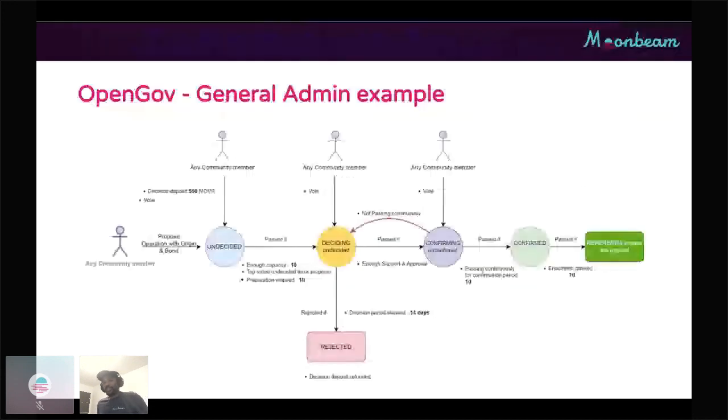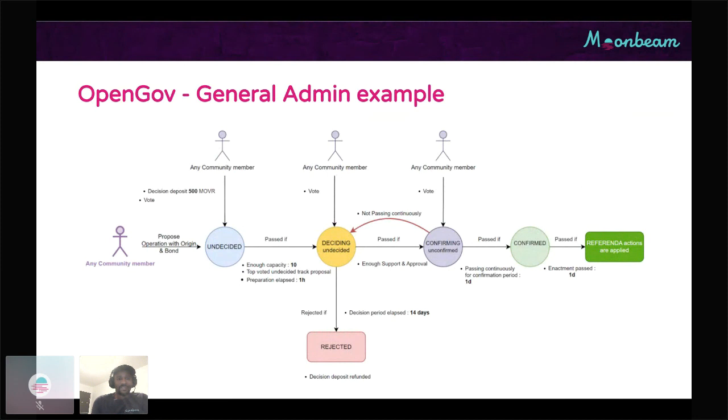So to put it into context, I just use the general admin example to make sure that you can understand how it's working. And this is exactly what we propose for this specific track. So again, general admin will be used for general administrative stuff, and it has to be open, so it's easy for people to propose something on this track. So if, as a community member, you want to propose something on this track, you just have to deposit 500 MOVR.